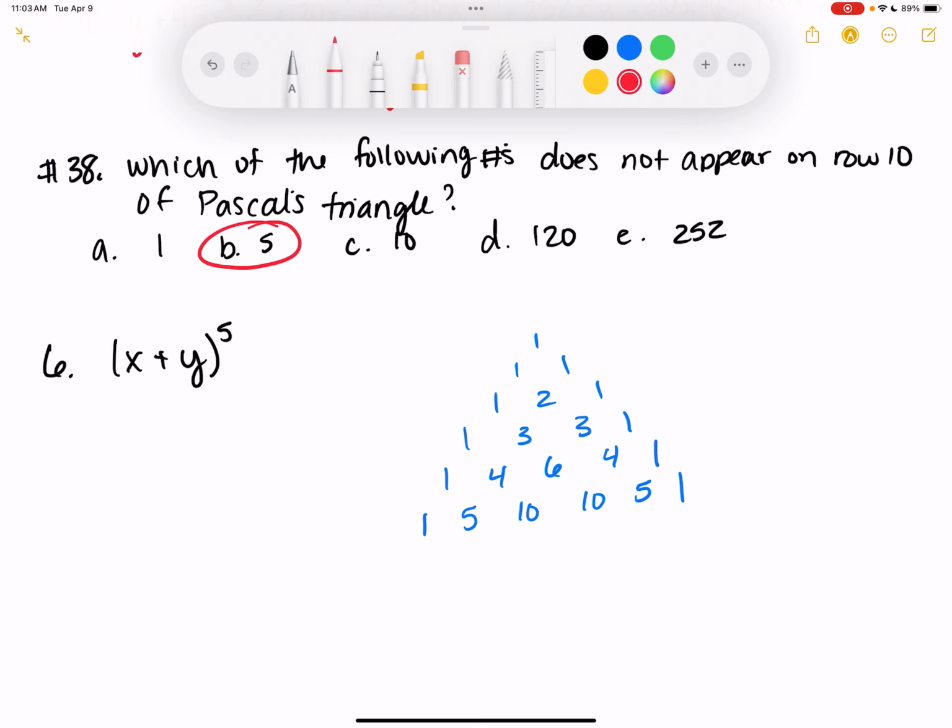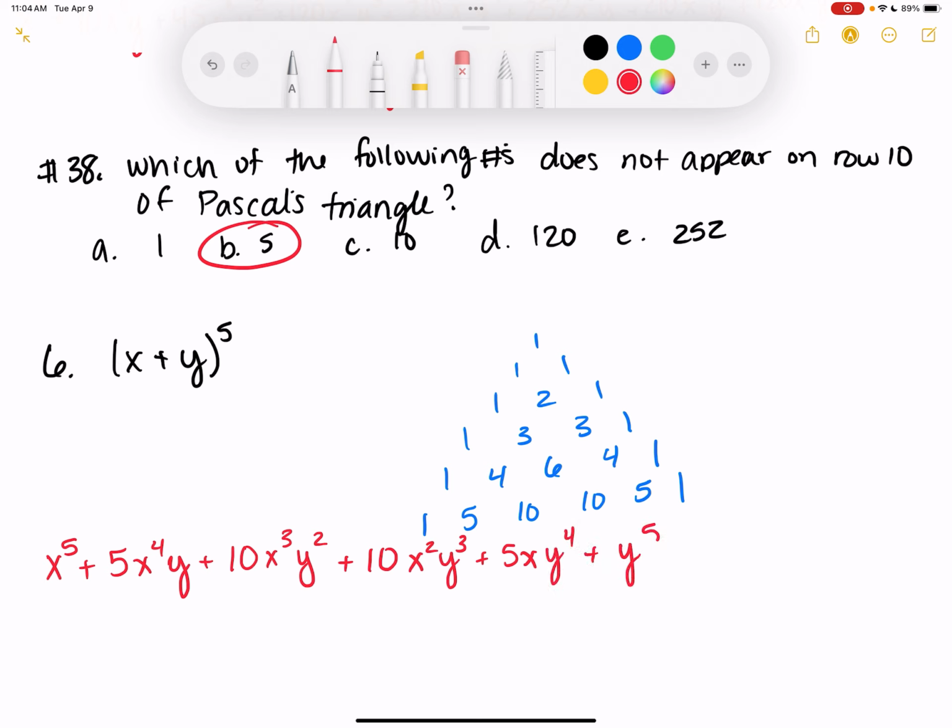Yes, it is. Okay. So then the way we would write this one out, that would be x to the 5th plus 5, x to the 4th, y, plus 10, x cubed, y squared, plus 10, x squared, y cubed, plus 5x y to the 4th, plus y to the 5th. And so that way you would know that you have all of them.